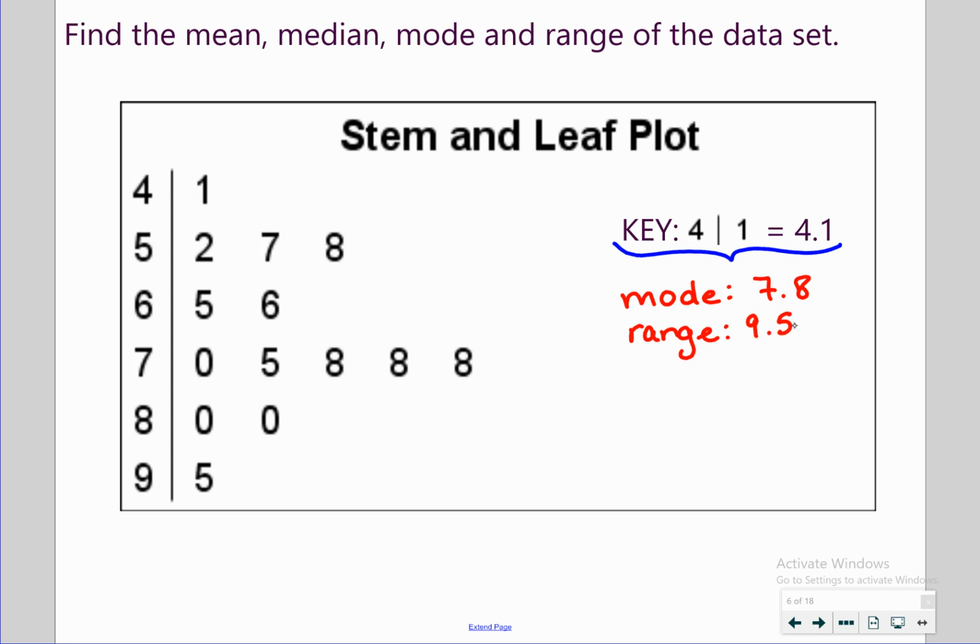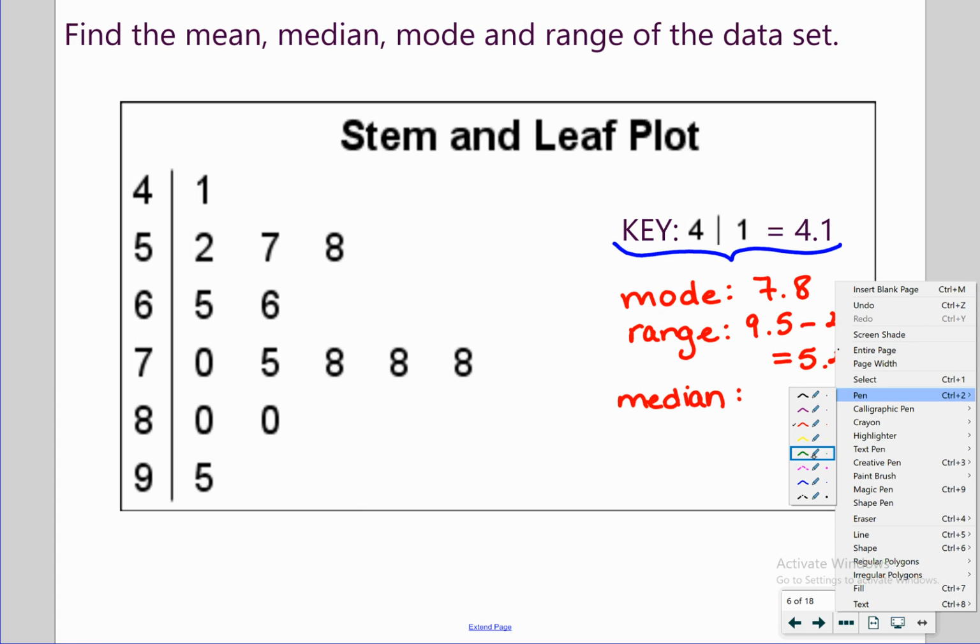9.5 minus the smallest, 4.1, gives me a range of 5.4. Okay. Median is the guy that's in the middle, or the two that are in the middle, the midpoint of those.